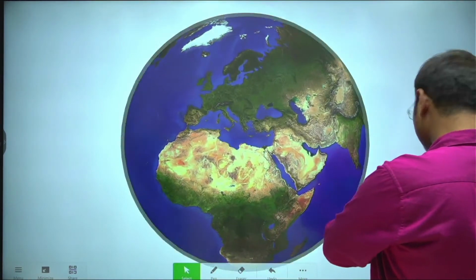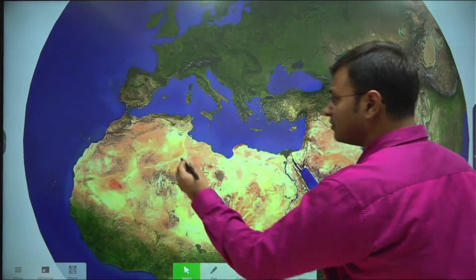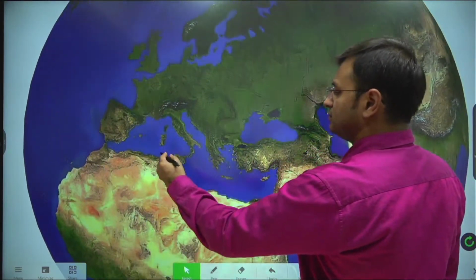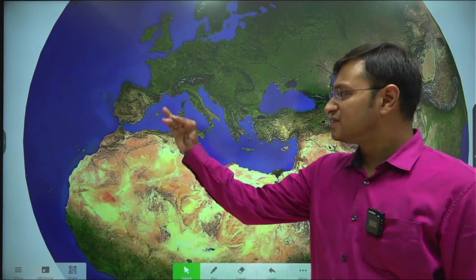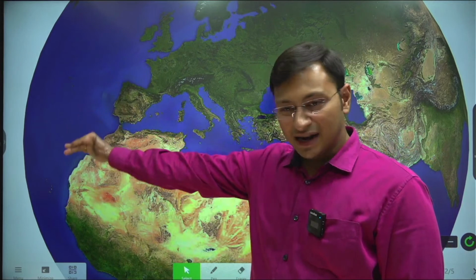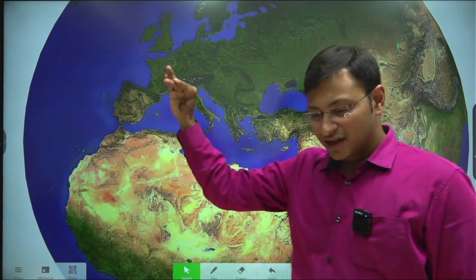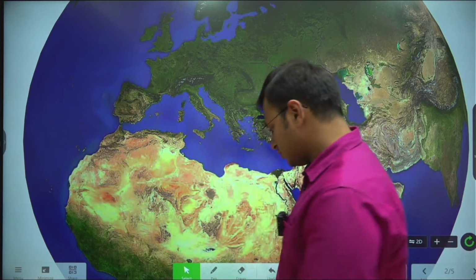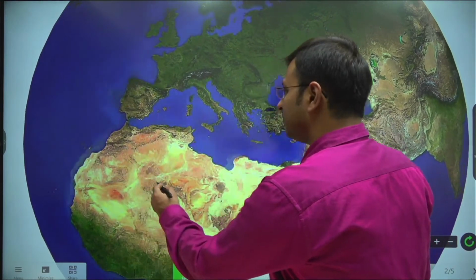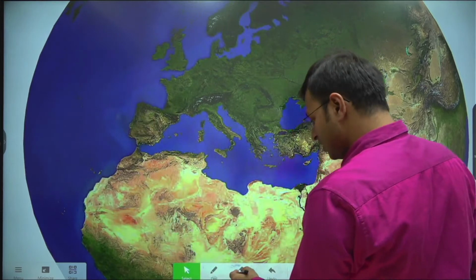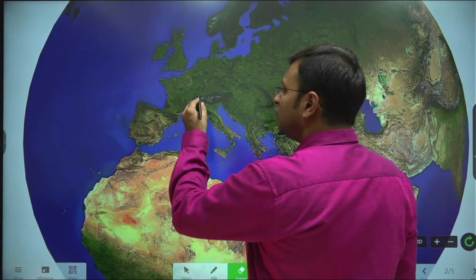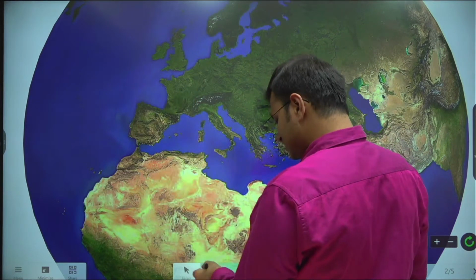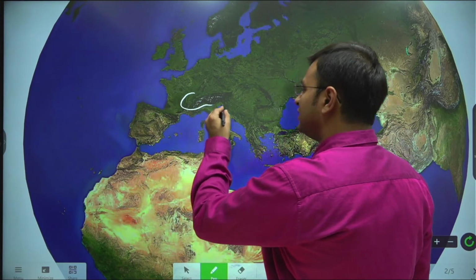I'm zooming in so that you get a bird's eye view. The Trans-Eurasian Alpine Mountain System spans from the Atlantic to the South China Sea. So let us start discussing the individual mountain ranges. The first mountain range will be here in Eurasia, here in Europe. Here you will have the Alps.